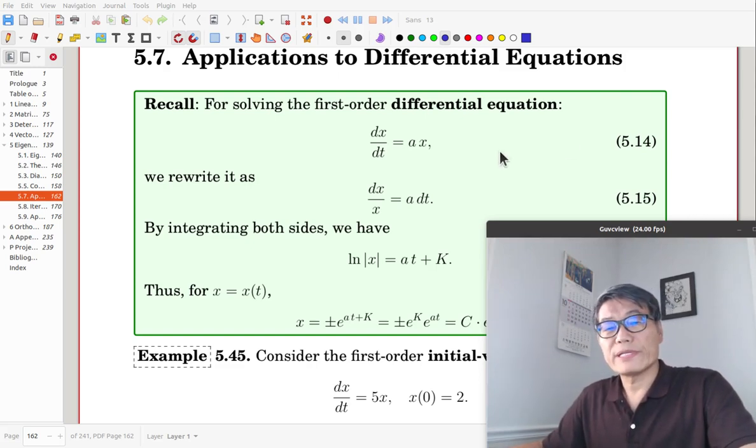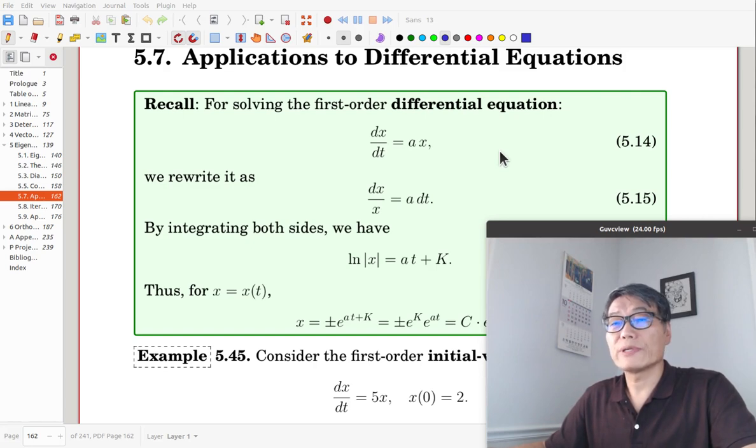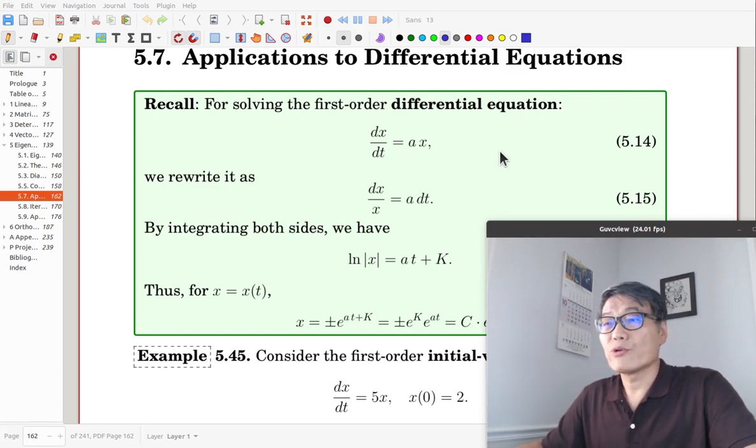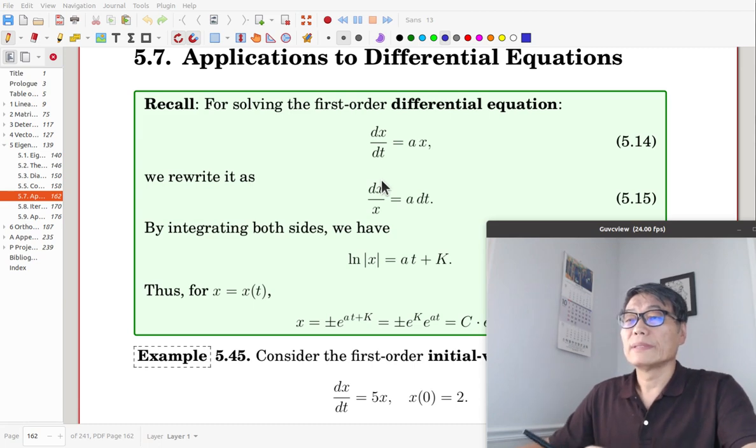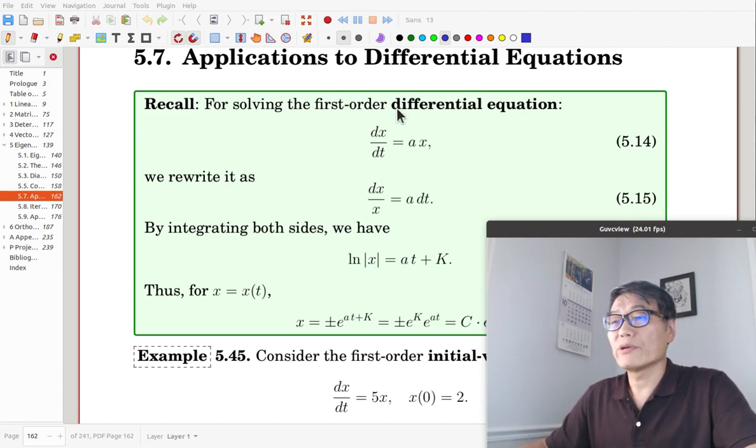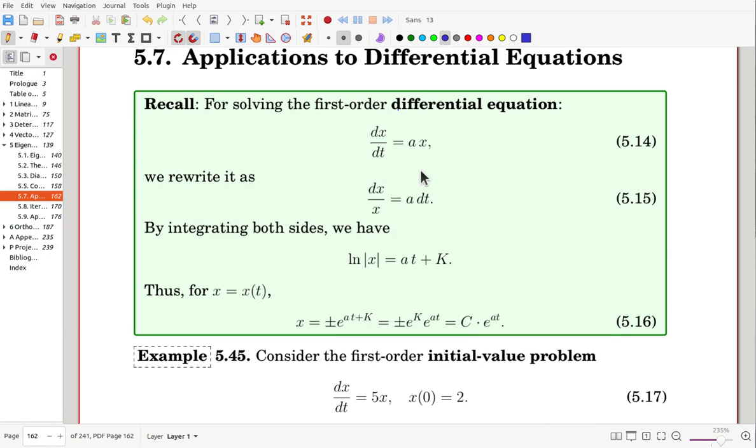Section 5.7, applications to differential equations. Here is a recall. Consider this first order differential equation, dx over dt is ax. To solve this differential equation, we may rewrite it in this way. We consider the derivative as a fraction, then we can multiply by dt, and now we divide by x. Then we can reach this one.